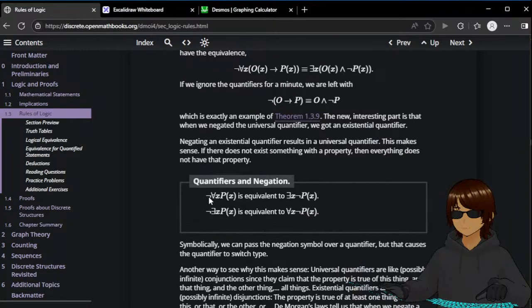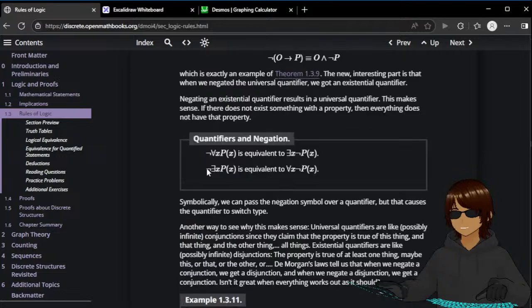So not all x, px is equivalent to there exists x, not px. Because the negation is inside, and then negation of there exists x is equivalent to all x, not px. Yeah, that makes sense. If there doesn't exist an x that fulfills p, we need to show for all x that none of them fulfill p.